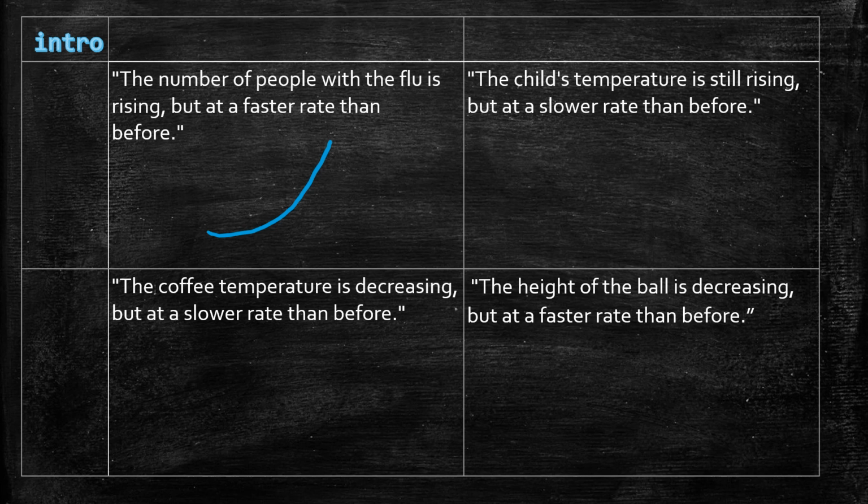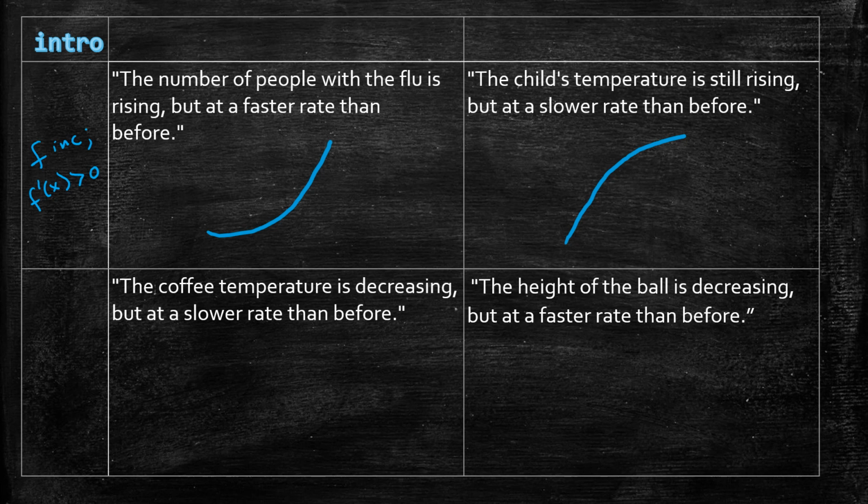Now, what about the upper right corner? The child's temperature is still rising, but at a slower rate than before. So you're still going to have what we would call an increasing function, but notice that it curves in a different way because the rate is slowing down. The slope of the tangent line is becoming less steep. What do these have in common, both of these? Well, in both cases, f is increasing. And as we know, because of increasing functions, it means that f prime is positive for both of them, but in a different way.